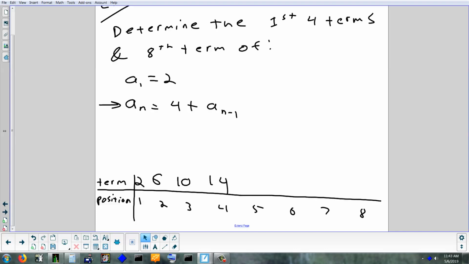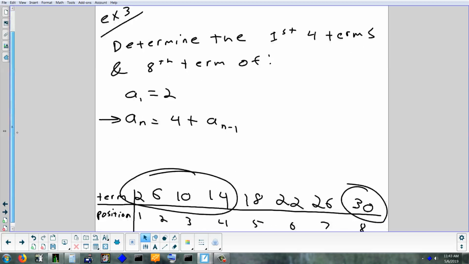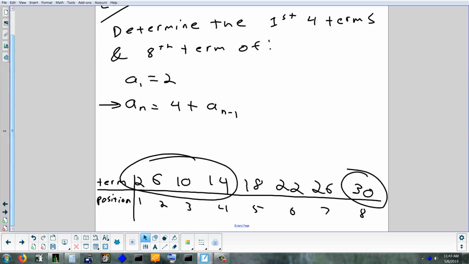So my 5th term would be how much? 18. 6th term? 7th? And 8th. So what they really wanted was that and that. Okay. Any questions on that?